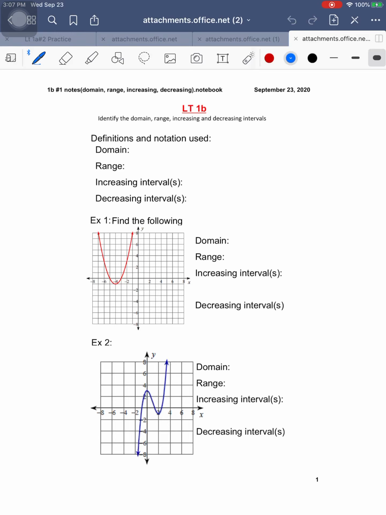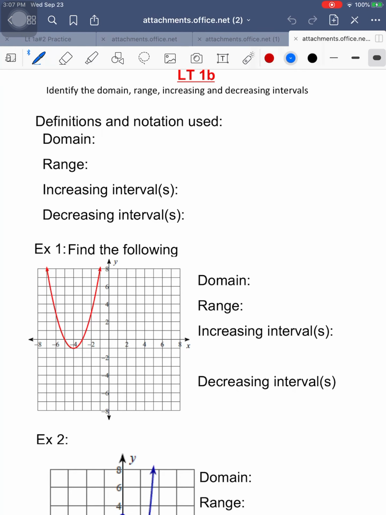All right, so this is 1B, identifying domain, range, increasing and decreasing intervals. First, I'm going to do a quick definition and some notation we're going to be using.